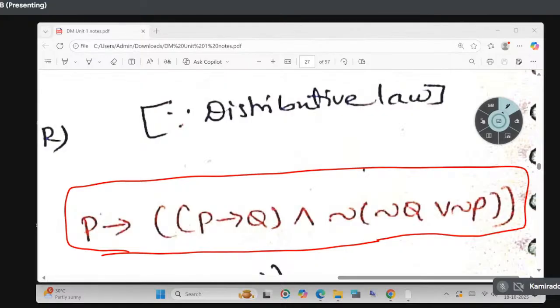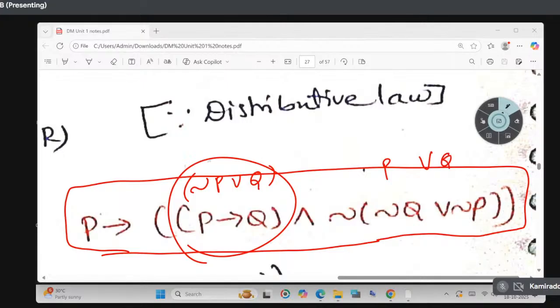Try to simplify the second term, that is P implies Q. So what should we write for P implies Q? What is the term that we can replace it with? Negation P or Q. Right. So just check these two terms. Here double negation is there, so we can write it as P or Q. Okay, so this is and.